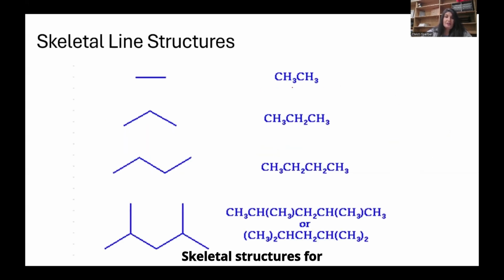Skeletal structures for ethane, so 2 carbons, is just a straight line. We have 1 carbon here, 1 carbon here. For the next one, we have 1, 2, 3, then 1, 2, 3, 4. And then for this bottom one, we have a carbon at every end and every bend, but then also at the ends of the branches too. So we have these branches or substituents. So remember, there's a carbon at each end of those as well.